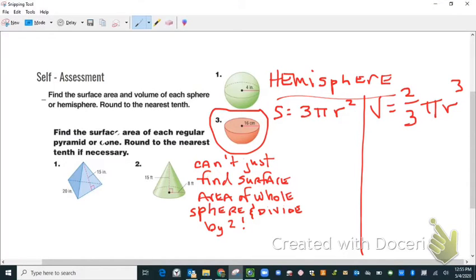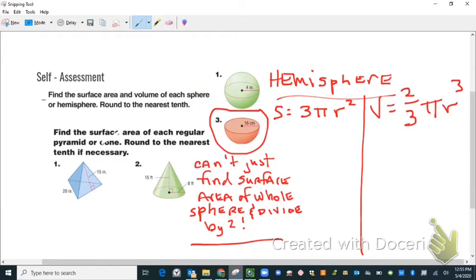Okay, I need to talk about this hemisphere problem where you're asked to find the surface area and the volume. It's a discussion that we have to have in class every year, so I hope you guys are watching this video, because it seems like if you're trying to find all the area around the outside of the hemisphere, you would just find the surface area of the whole thing and divide it by 2, right?